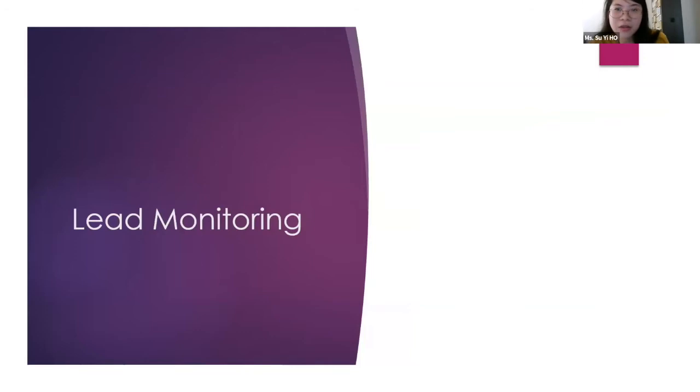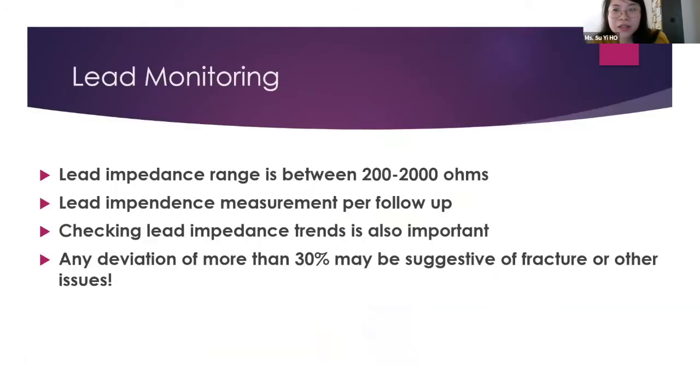Moving on to lead monitoring check. Lead impedance is actually an important diagnostic tool for us to verify the integrity of the pacing lead. Okay, a typical range will be between about 200 to 2000 ohms, but for me, my threshold will actually be tighter, maybe between 300 ohms to 1000. So like Shufa has mentioned earlier, a low impedance might indicate an insulation breach, whereas a high impedance is indicative of a lead fracture.